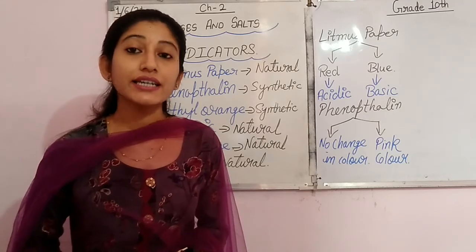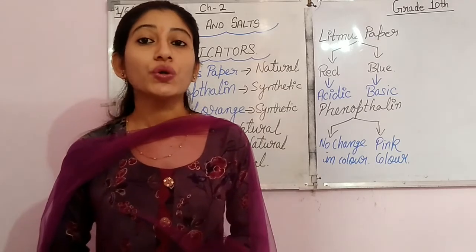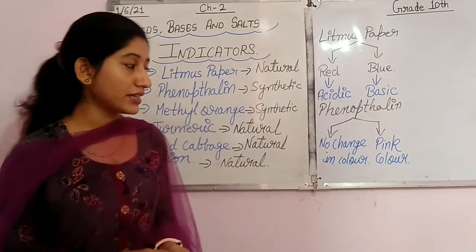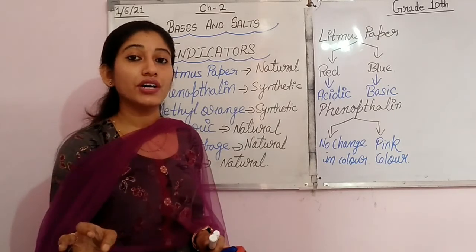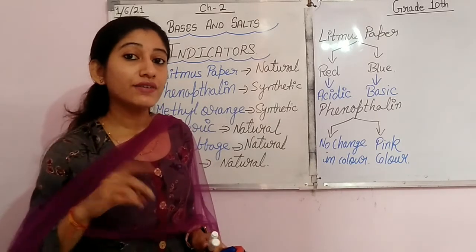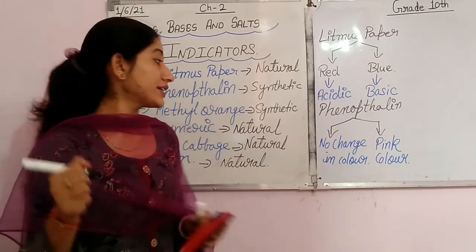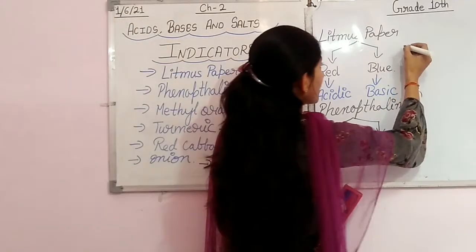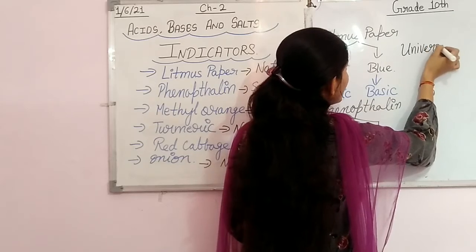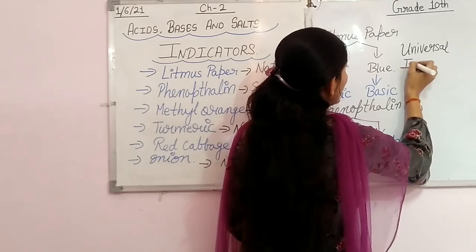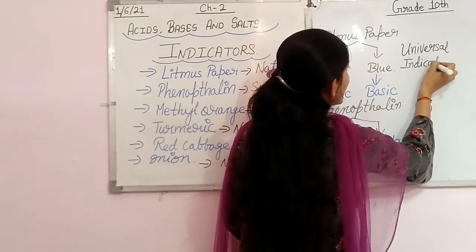Such indicators are called universal indicators. The indicators which help us in predicting all the natures, acidic, basic as well as neutral, are called universal indicators. Now what is this universal indicator?